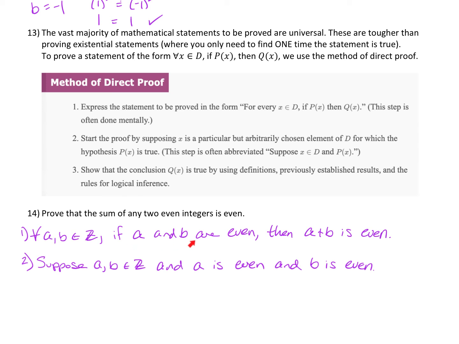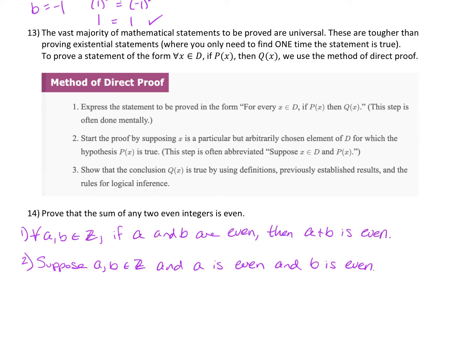So we're going to assume this is true. And then step 3 says show that the conclusion Q of x, that a plus b is even, is true by using definitions, previously established results, and the rules for logical inference. So step 1, rewrite using formal language. Step 2 is suppose that the hypothesis of your conditional is true. So we're going to suppose we have 2 integers that are both even.